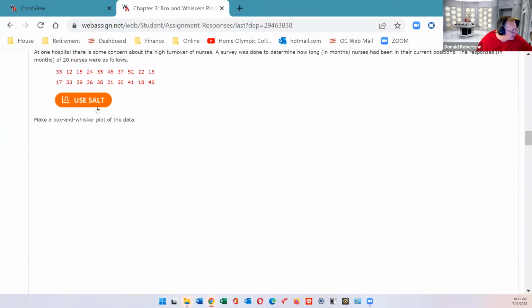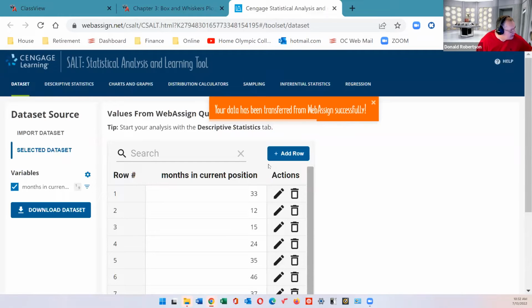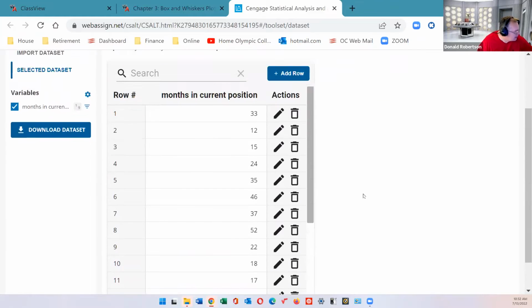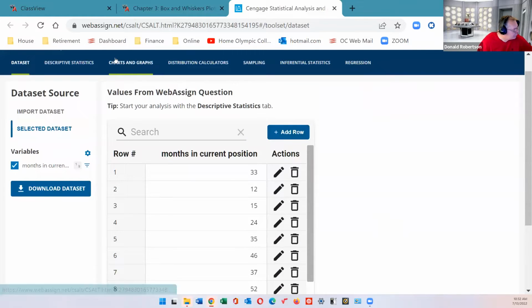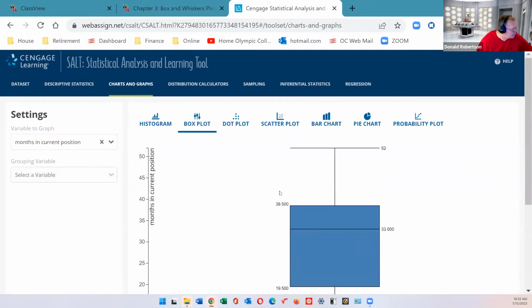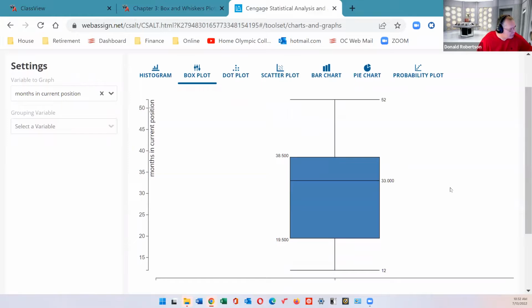So you hit sort and your data appears, which is good. And I would like to do charts and graphs and box plots. Oh, select a variable, months. And there's my box plot.